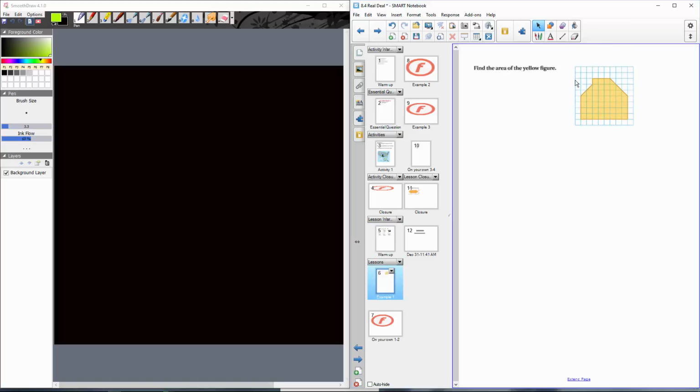If I want to figure out the area of the big yellow piece here, I can go through, and first of all figure out what the area is of just this right here.